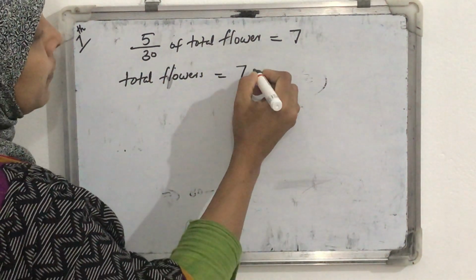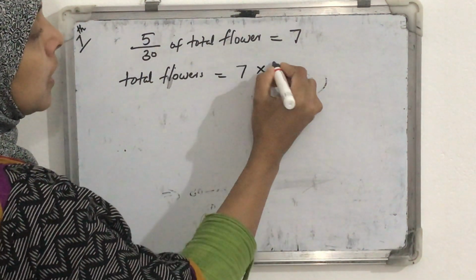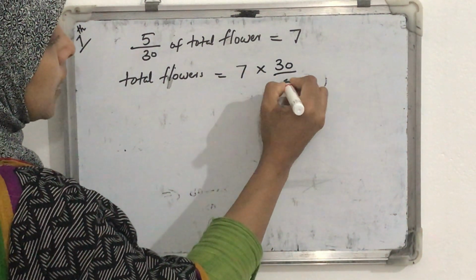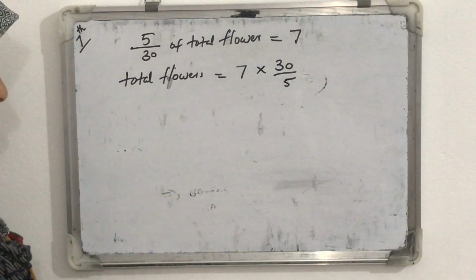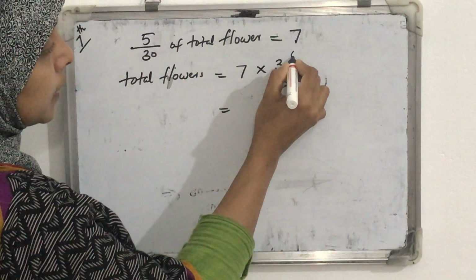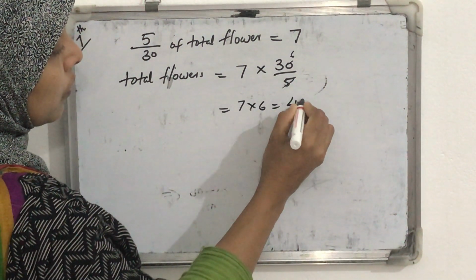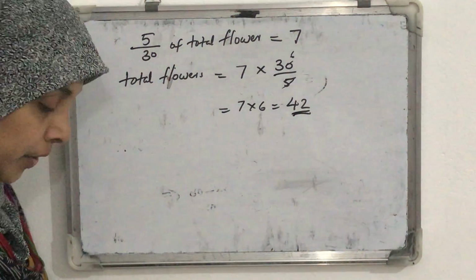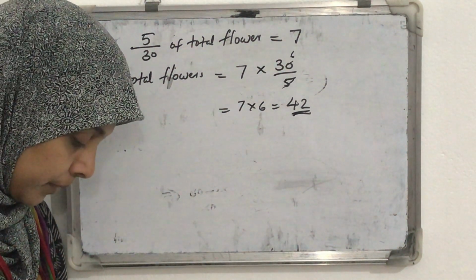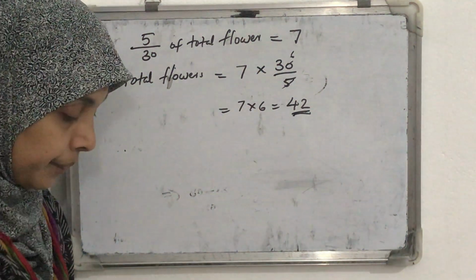So 7 into, when we transpose to the other side, its reciprocal, we write 30 by 5. So 5 and 30 cancel, it will be 6. 7 into 6 is 42. 42 total flowers are there in the bouquet.